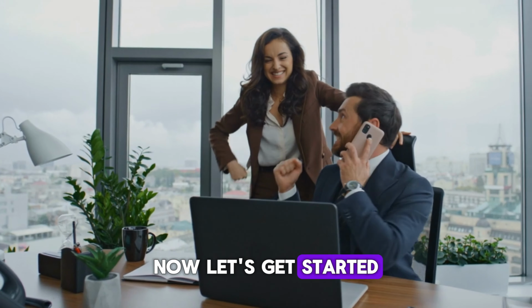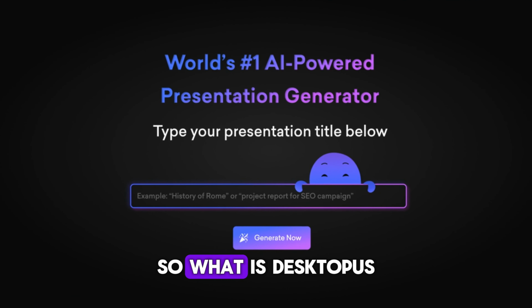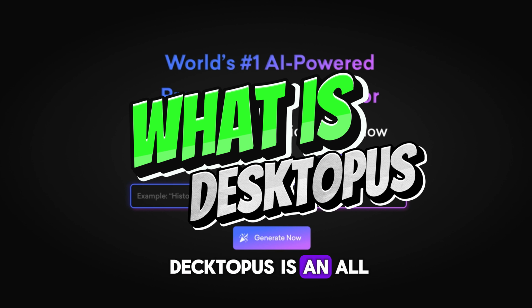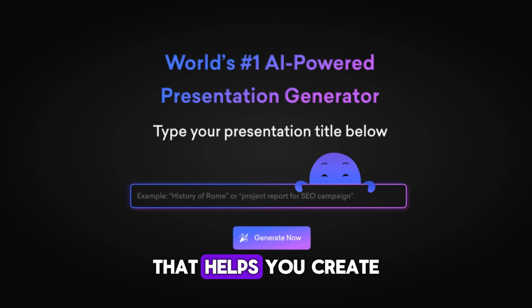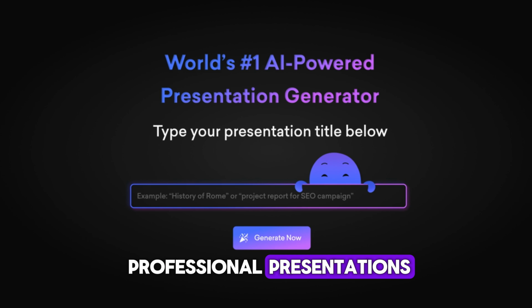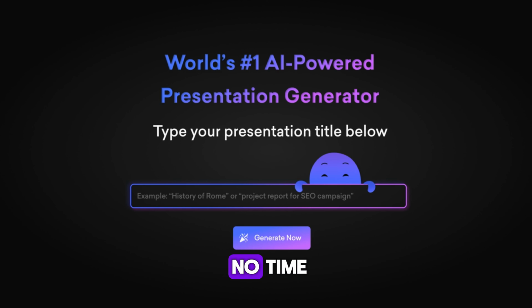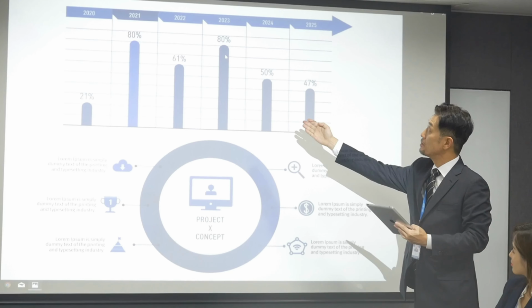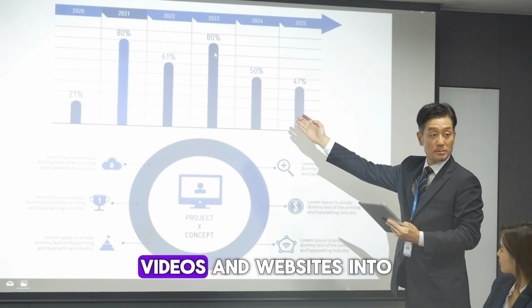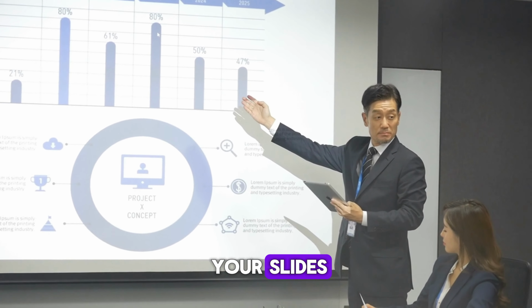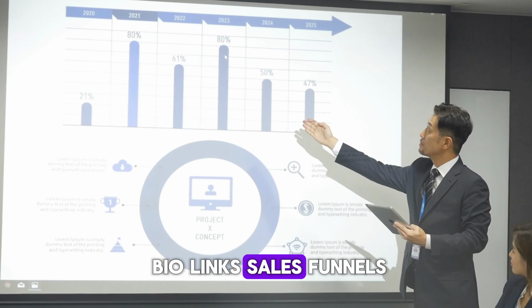Now, let's get started. So, what is Decktopus? Decktopus is an all-in-one AI slide generator that helps you create professional presentations, proposals, and microsites in no time. It allows you to embed forms, videos, and websites into your slides and convert them into bio links, sales funnels, and more.